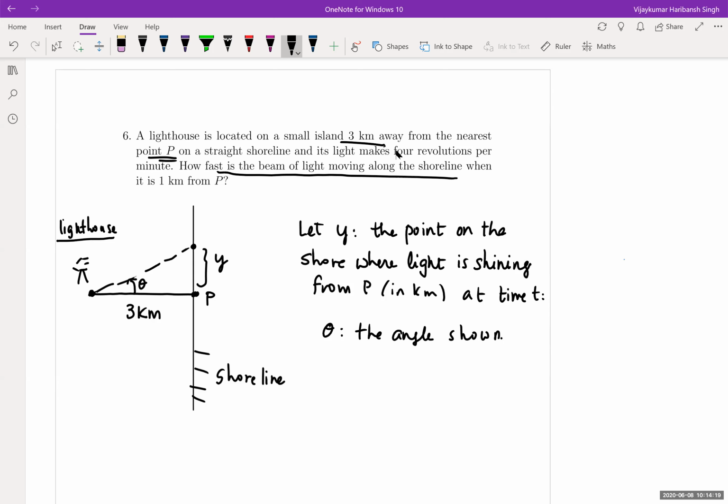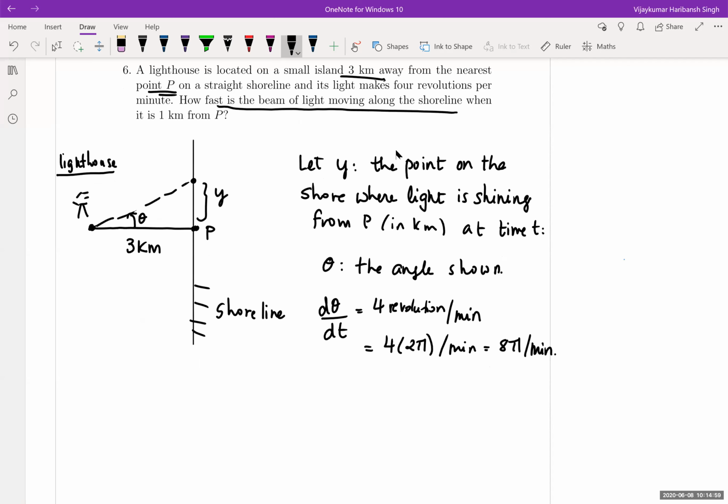Now you're given that this angle theta, so light is making 4 revolutions per minute. That means d theta by dt is 4 revolutions per minute, but that can be written as 4 times 2 pi, because each revolution is 2 pi, per minute, which is 8 pi per minute. So that was step 1, draw a diagram. Step 2, define the variables and see what is given about them.